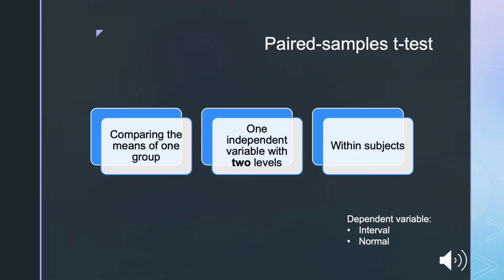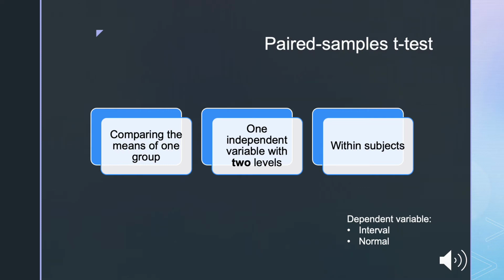Okay, and then for paired samples t-tests, this is pretty much the same as independent samples t-tests, except that it is within subjects. So you're comparing the means of one group. For this example, one day you give one group Pepsi, and then they take a test, you see how they perform. And then the next day, on the same exact group, you give them Coke, give them a test, see how they perform.